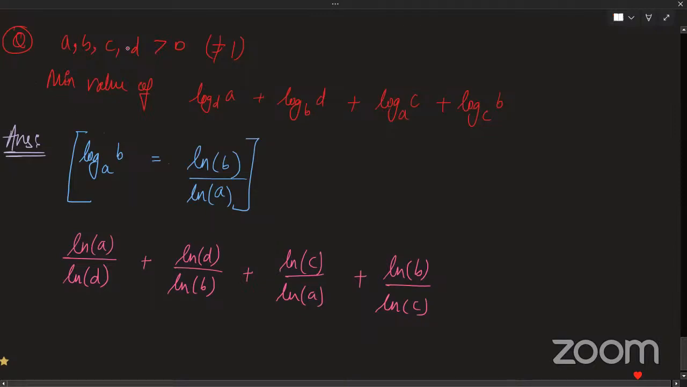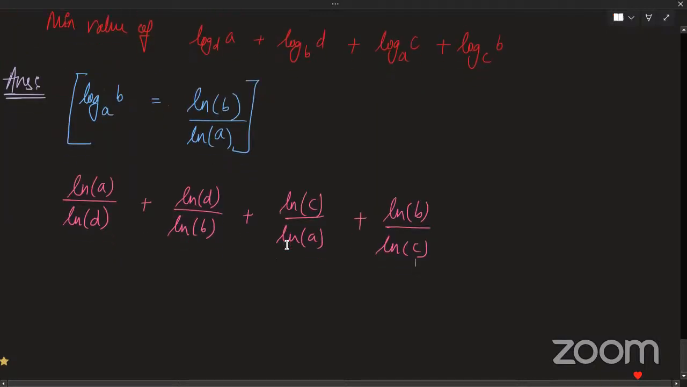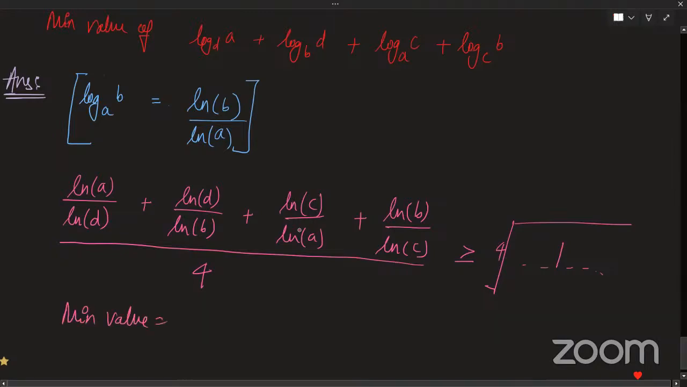Now it has become really simple, yaar. Now you will be able to do it, right? Because terms are getting cancelled. So just put it whole divided by 4, greater than or equal to the fourth root, and when you multiply this stuff, ln C from the denominator, ln C from the numerator, everything will get cancelled. It will be 1. So my minimum value is how much? 4. Correct. Absolutely correct. 4.